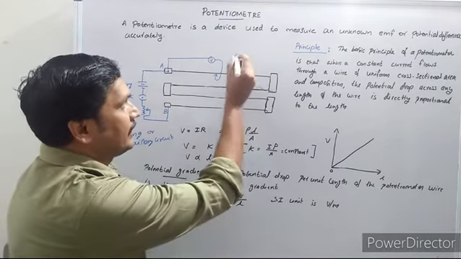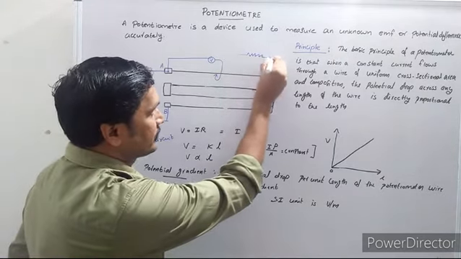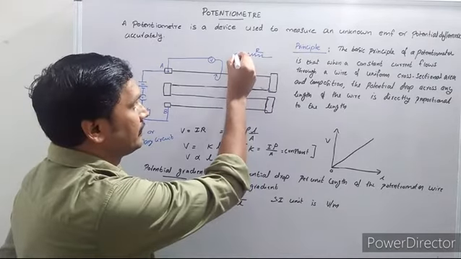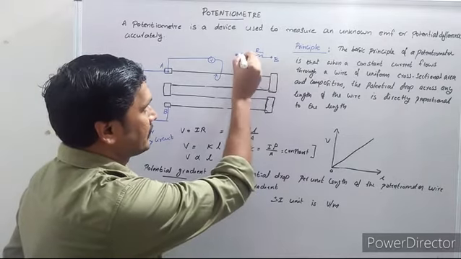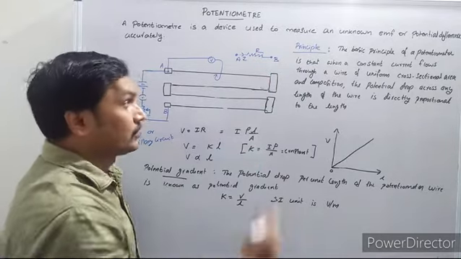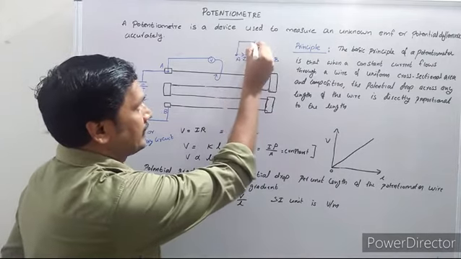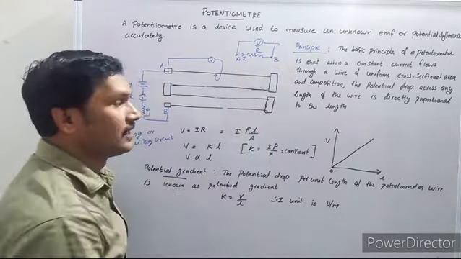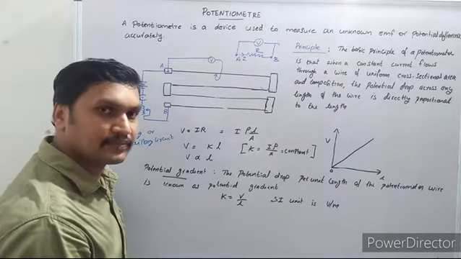Suppose I am using a voltmeter for the measurement of potential difference across a resistor R. Here we have a resistor R between these two points A and B. Say a current I is passing through this resistor. To measure the potential difference across this resistor, we connect a voltmeter across it.